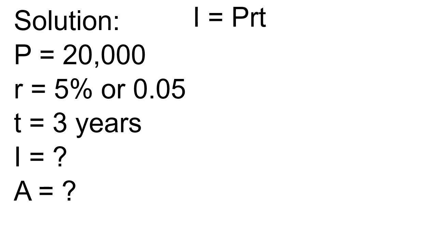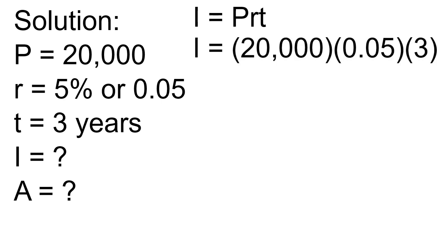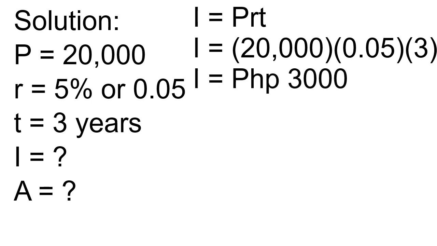So our formula is I equals PRT. Interest equals principal times rate times time. Just substitute the values of P, R, and T. So now we have I equals 20,000 times 0.05 times 3. Multiplying that will result to 3,000. So the interest is 3,000 pesos.